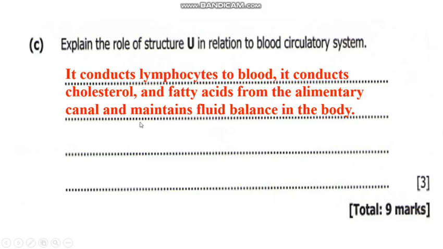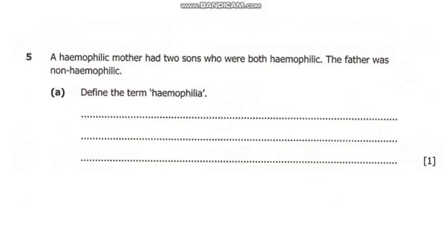So we are not done answering our question 4. We now move on to our next question, which is question 5. So under question 5, we have the first question here. A hemophilic mother had 2 sons who were both hemophilic. The father was non-hemophilic. Question A, define the term hemophilia.